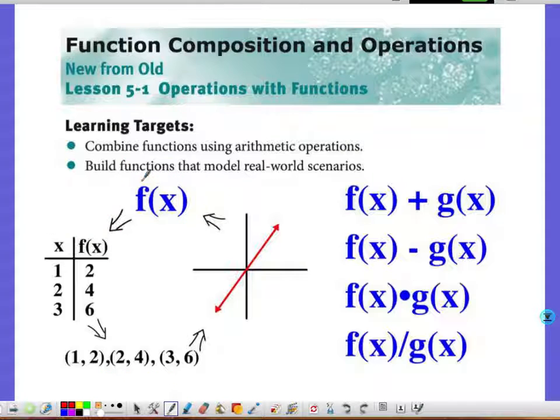And what does it mean when we perform arithmetic operations on functions? Well, we're going to be adding, subtracting, multiplying, and dividing functions. And so what does that mean? If a function can be represented as a table, ordered pairs, or a graph, how is adding, subtracting, multiplying, and dividing functions going to look using function notation?